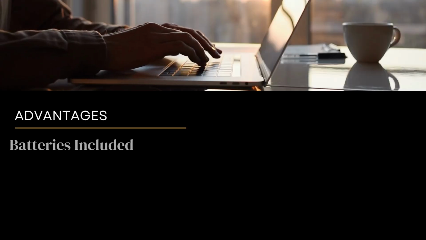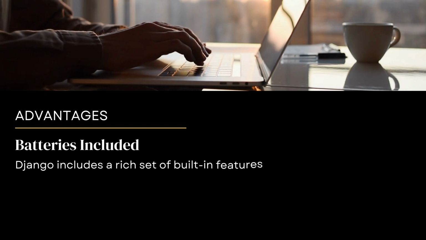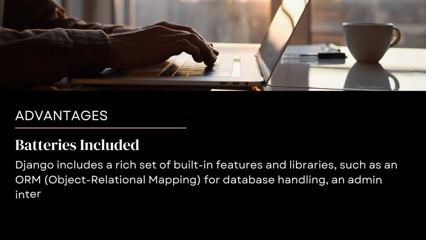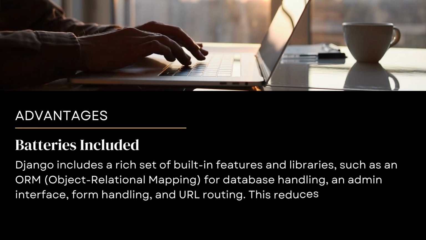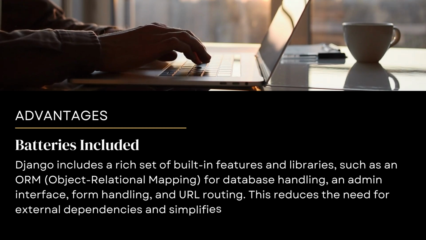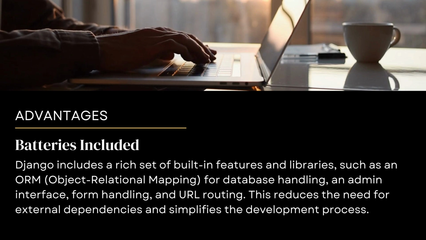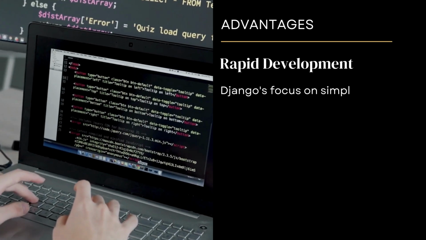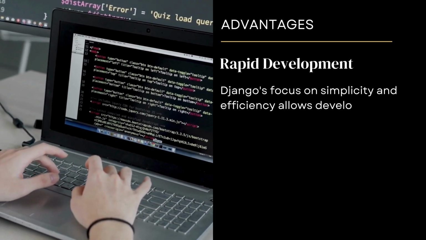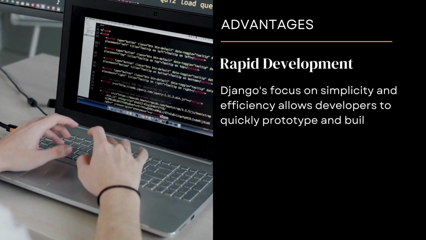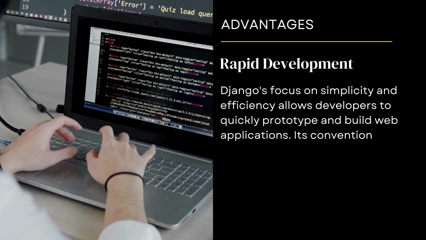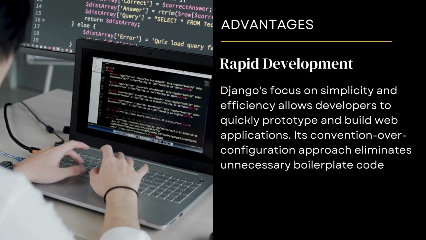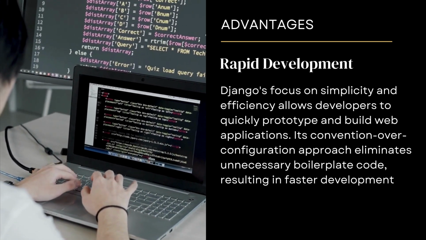Fourth is batteries included. Django includes a rich set of built-in features and libraries, such as an ORM for database handling, an admin interface, form handling, and URL routing. This reduces the need for external dependencies and simplifies the development process. Fifth is rapid development. Django's focus on simplicity and efficiency allows developers to quickly prototype and build web applications. Its convention over configuration approach eliminates unnecessary boilerplate code, resulting in faster development cycles.